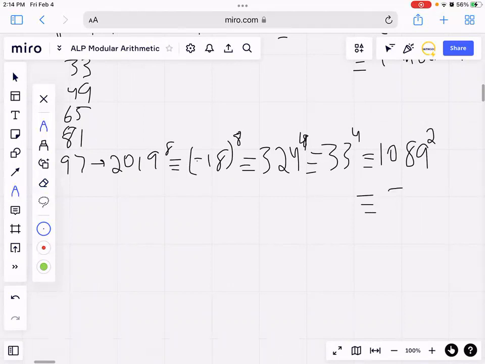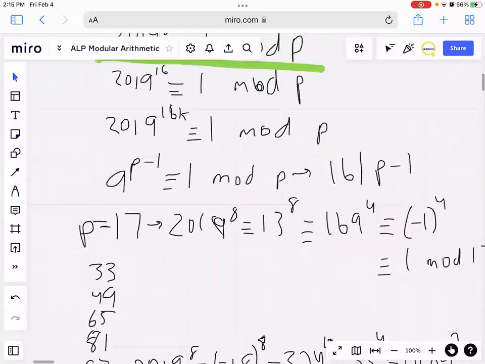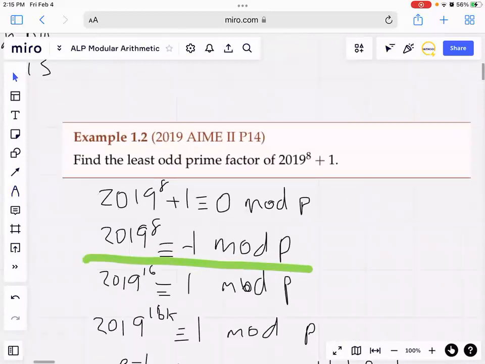22 squared mod 97, showing that we get 484. And since 485 is a multiple of 97, we have that this is -1 mod 97. Therefore, 97 works. So 97 is our smallest prime factor of 2019 to the power 8 plus 1.